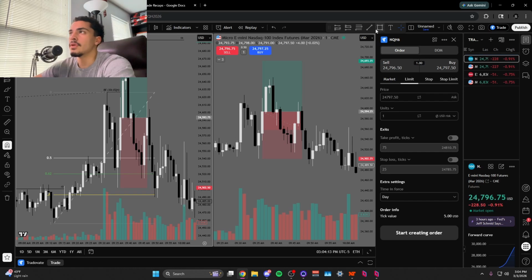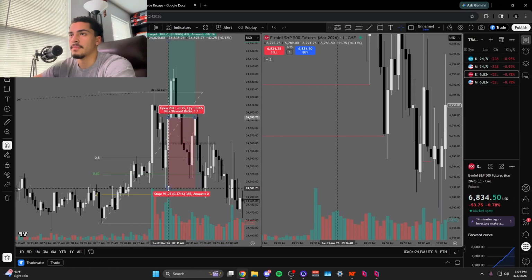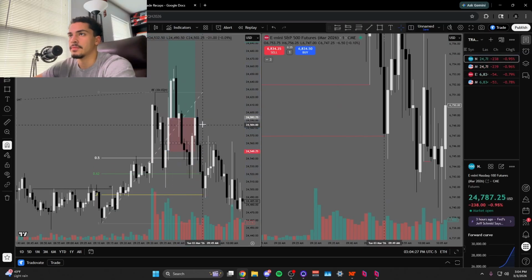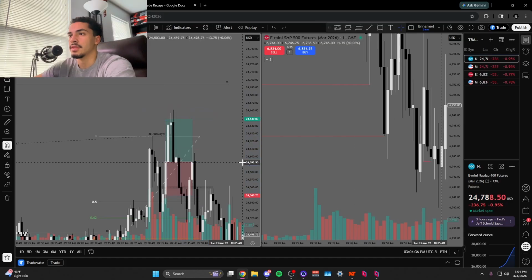Now, what can I do that's better? So this is the gap, right? So that's the gap. Let me take this off. Okay, so this is the gap, right? Respect that gap. That would have been a 2RR. I could have easily just done this. Break even right there, targeted 1 to 2.5. And this would have been a green light trade.